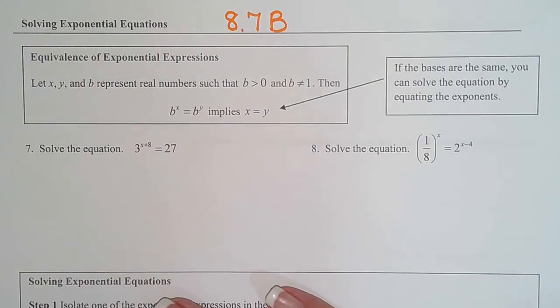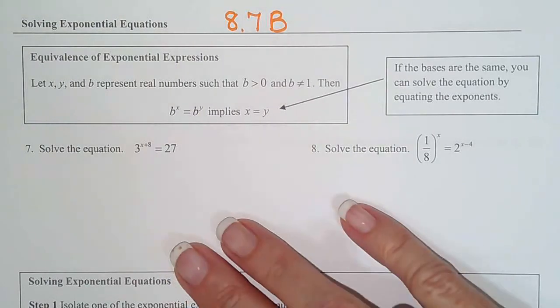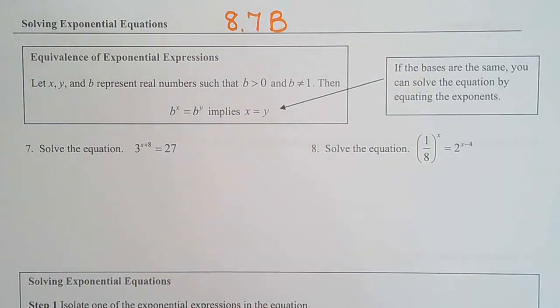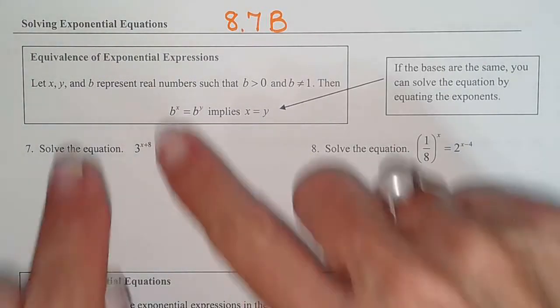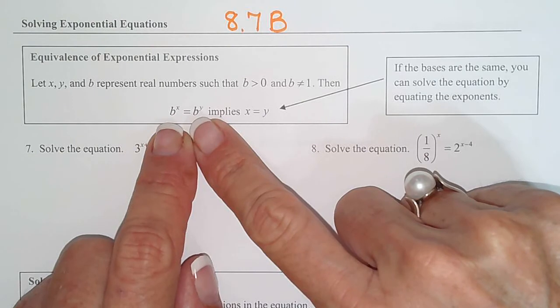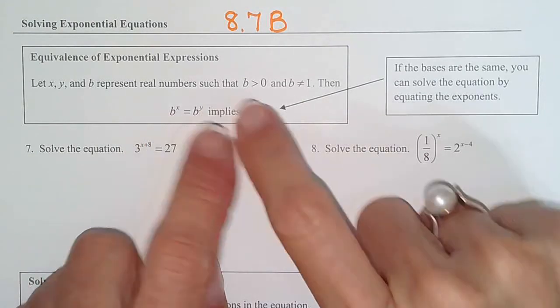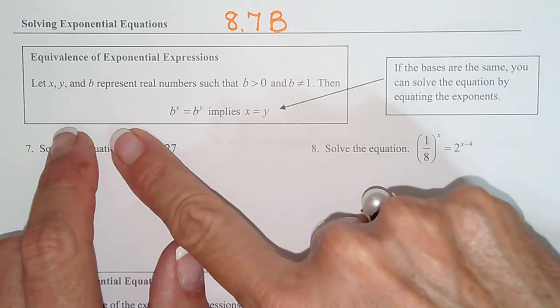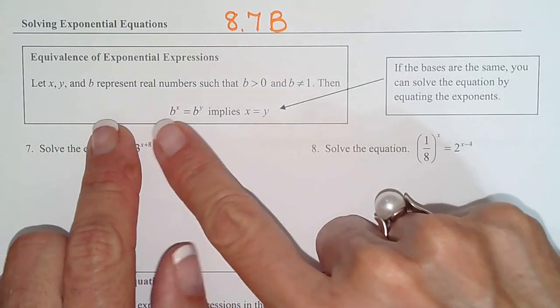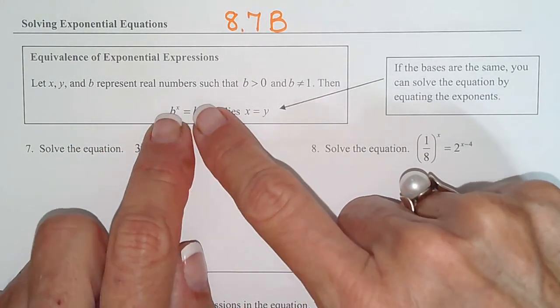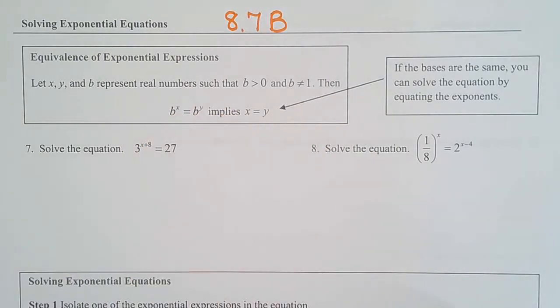In the second half of 8.7, which I'm calling 8.7b, we are going to be solving exponential equations. You'll notice exponential equations have a lot of the same properties as the logs. This first one is the exact same property we just did with logs at the bottom of the last page. If the bases are the same, equate the exponents, where with the logs it was if the bases are the same, equate the arguments. With exponents, if the bases are the same, equate the exponents to solve.